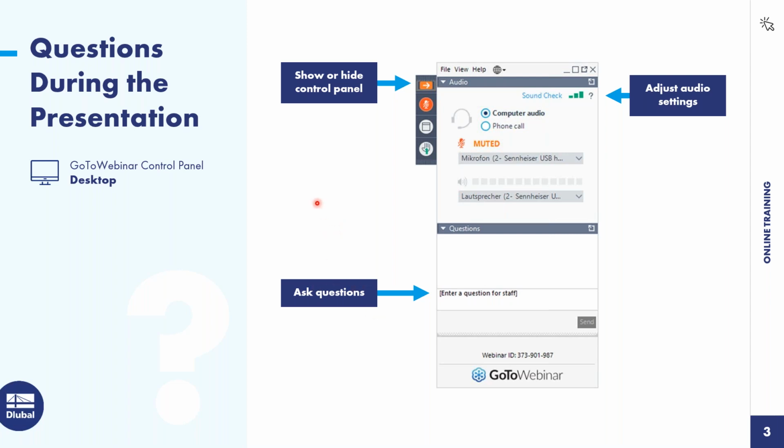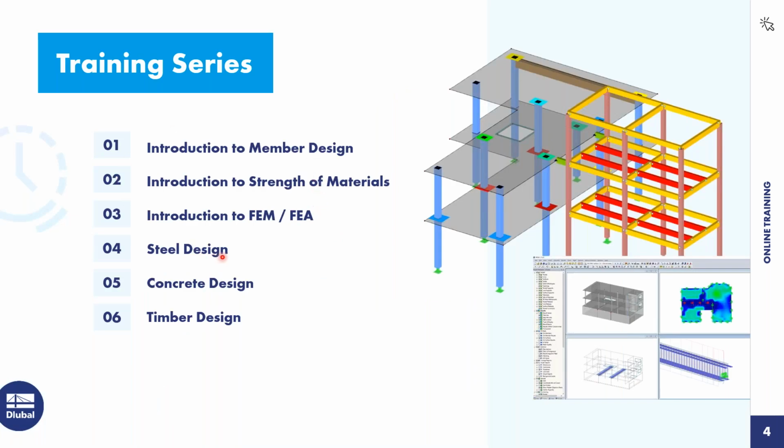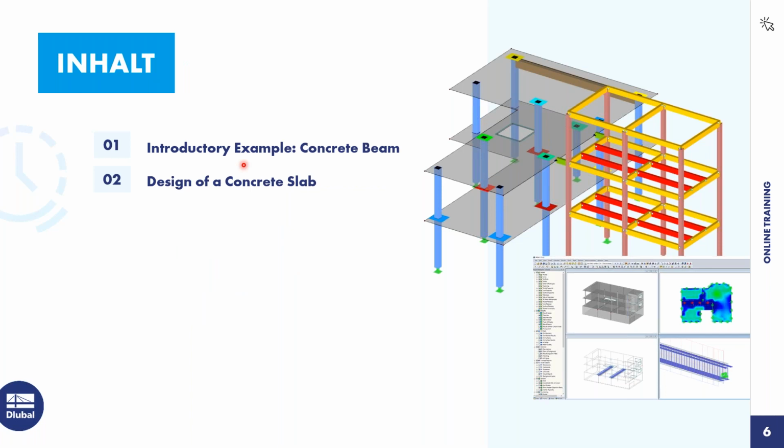Good, so our training series has 6 parts. Today, the 5th part, the concrete design. And what can you expect from today? First of all, we start with an introductory example. We will model together a concrete beam with a cantilever. Then I will hand over to Juliane and she will show you how to design a concrete slab. So let's jump right into it. No theory, only modeling in RFEM 6.